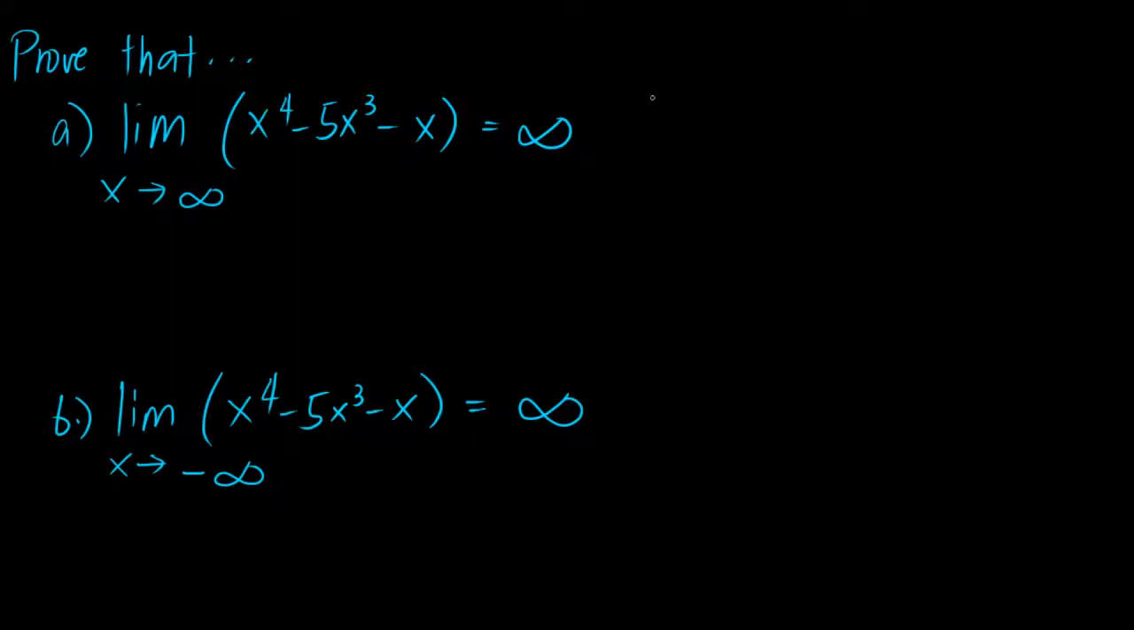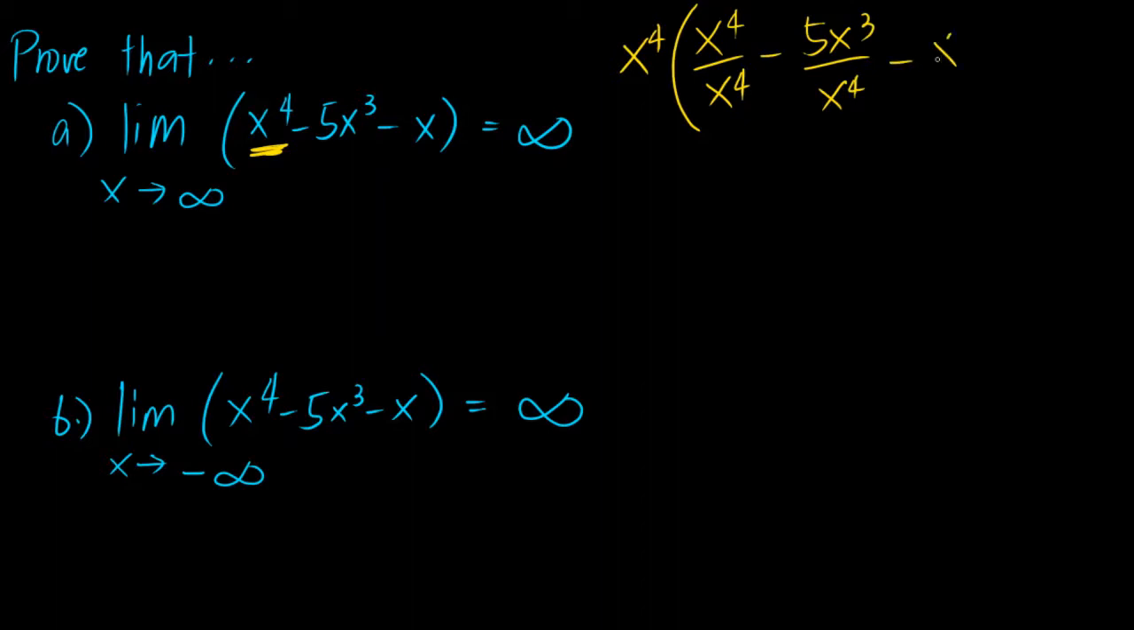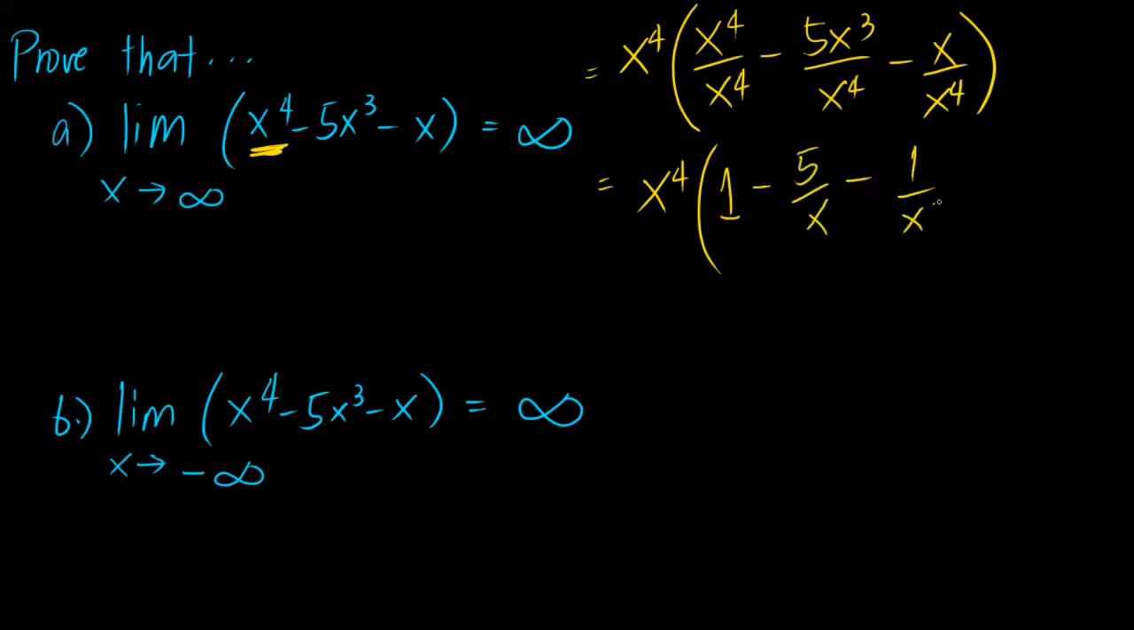So, what do we look at? The term with the highest degree of the variable. In this function, the one with the highest degree is x to the fourth. So, we factor out x to the fourth, and then divide everything inside. Minus 5x cubed over x to the fourth, minus x over x to the fourth. Simplifying, this becomes x to the fourth times (1 minus 5 over x minus 1 over x cubed).